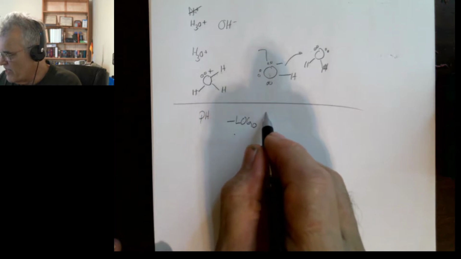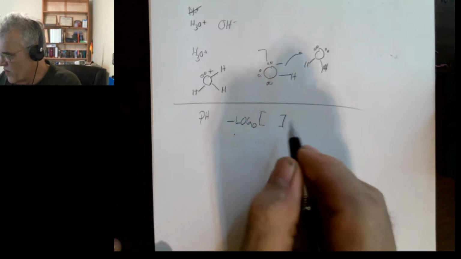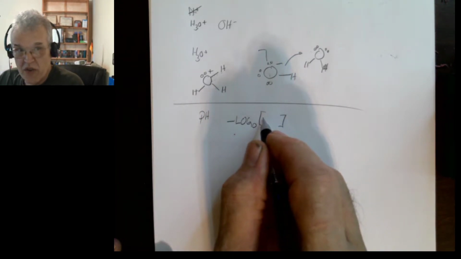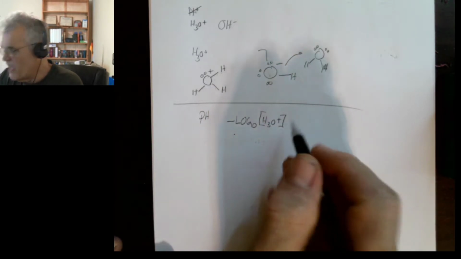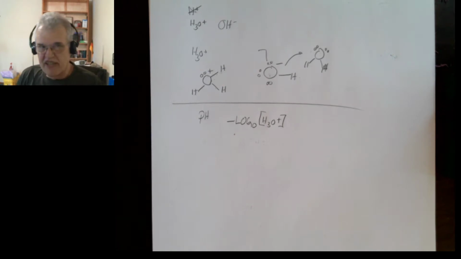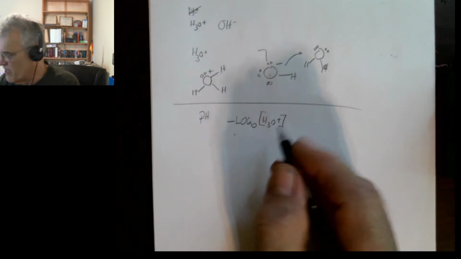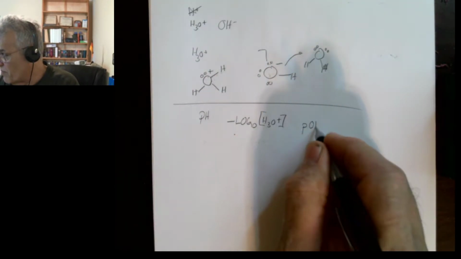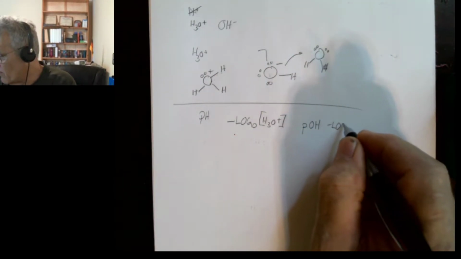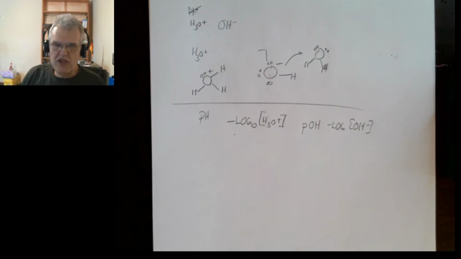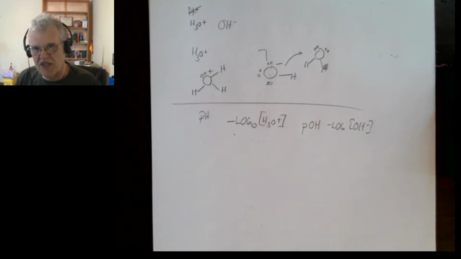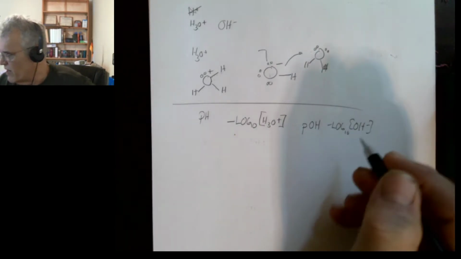It's the negative log base 10 of the concentration of H plus, but we know there is no H plus, it's really H3O plus. So pH is the negative log base 10 of the hydronium ion concentration. Okay? That's what it stands for. You can have P of a lot of things. We can have pOH. That's going to be the negative log of the hydroxide ion concentration. So P in front of something like that just means negative log base 10 of whatever it is.